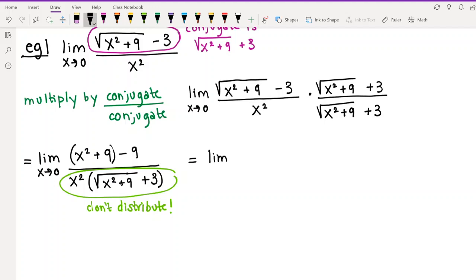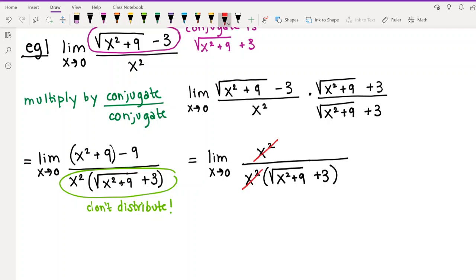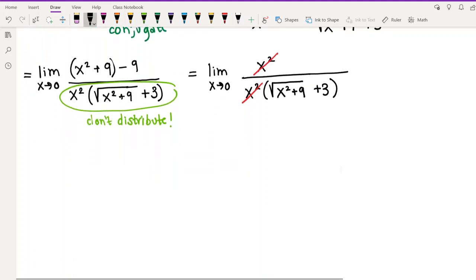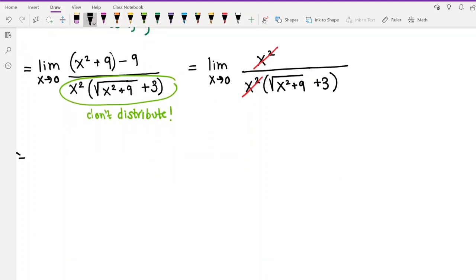Okay, so now we have the limit as x approaches 0 of, so the numerator is x squared plus 9 minus 9, so that's just x squared. And then in the denominator, we have x squared times this stuff, so times the square root of x squared plus 9 plus 3. And so now we can see that there's a common factor in the numerator and the denominator, right? So we have an x squared up here, we have an x squared down there, and we can cancel those out. And so that's why you didn't want to distribute, because in some cases I think it'll make it even harder than it would here to see what you can cancel out.